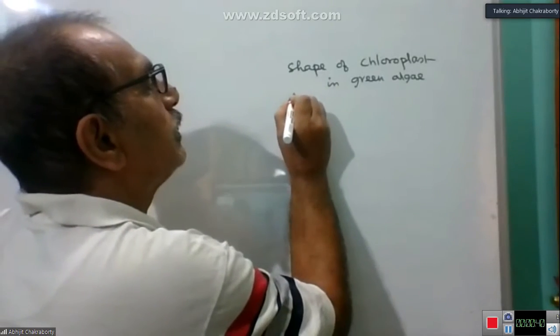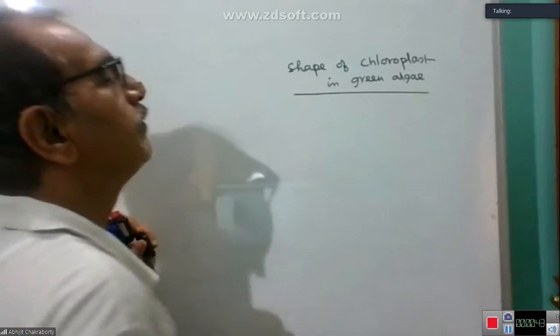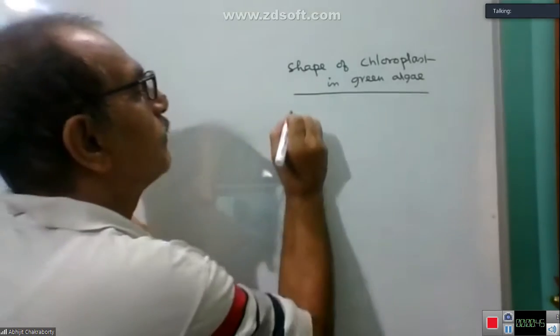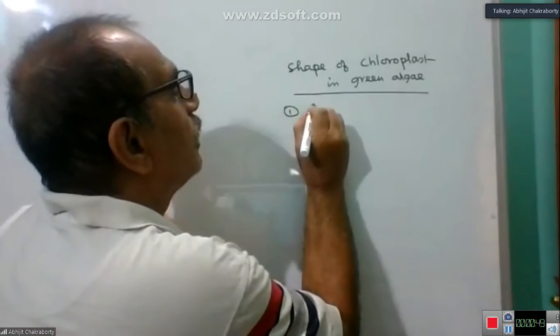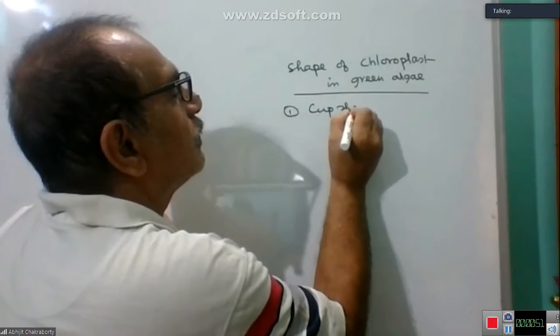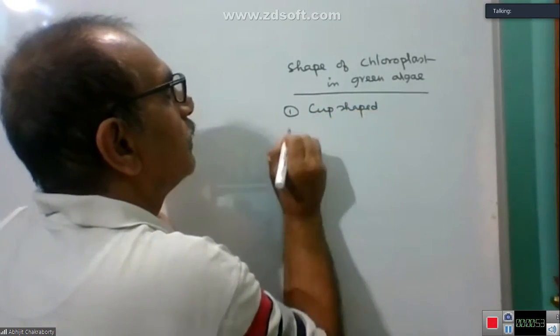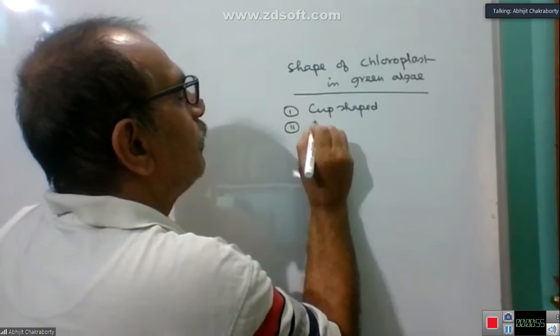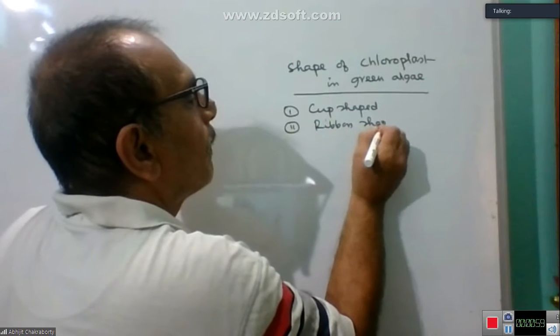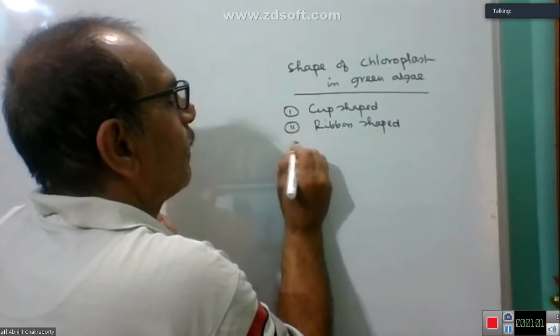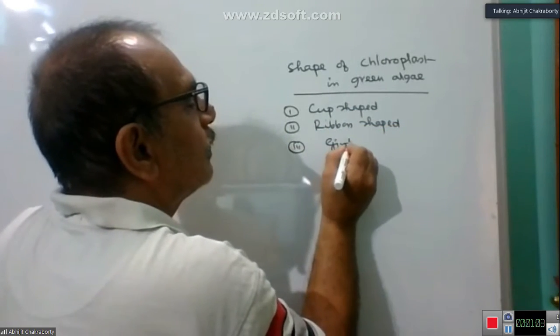Shape of chloroplast in green algae. First one, cup shaped, already discussed. Ribbon shaped, already discussed. Girdle shaped, discussed.